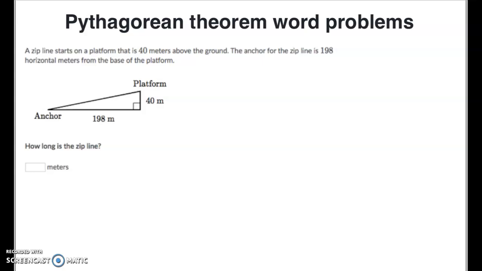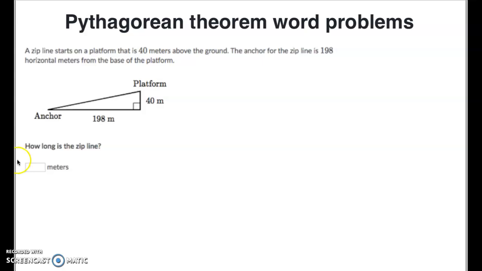Here's the deal. Pythagorean theorem word problems. I know we hear the words word problems and we go, oh, I hate word problems. I get that. I'm right there with you usually. However, this one really is not that difficult because even though it's in a word problem format, they actually build the problem out for you.